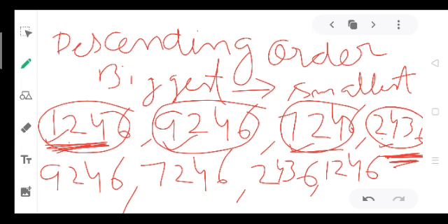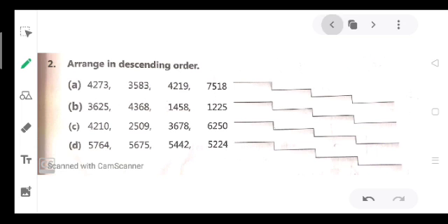So in this way you can do these questions. Arrange in descending order and arrange in ascending order. These two questions are your homework today. You have to do in a very neat way by writing day and date neatly. You have to do in the book only. But mention the date at the top.